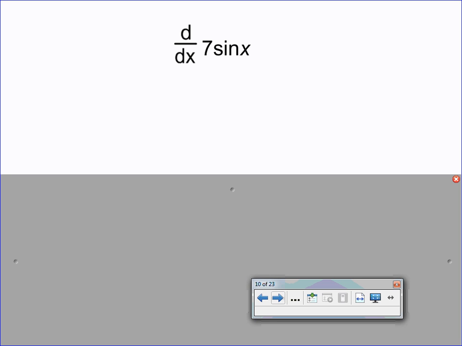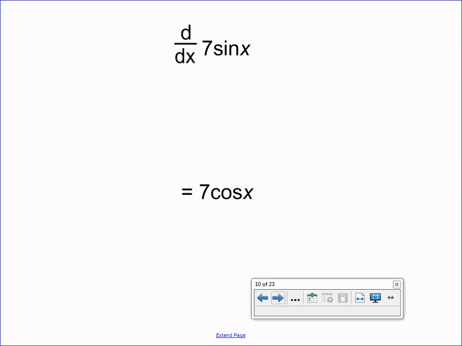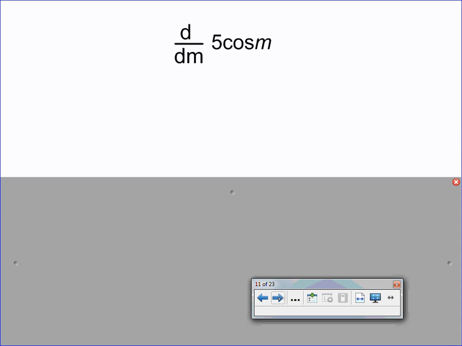Number 3. 7 cosine of x. Survey says you are correct. Nice job. Keep track. Did you do plus 10? I'm sorry. Plus 10. Derivative with respect to m of 5 cosine m. Get ready.